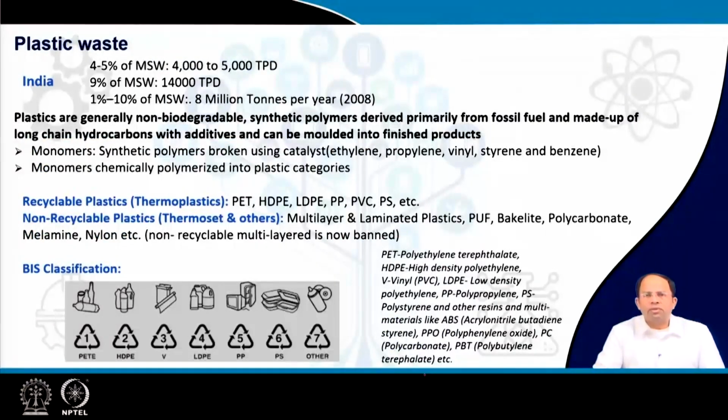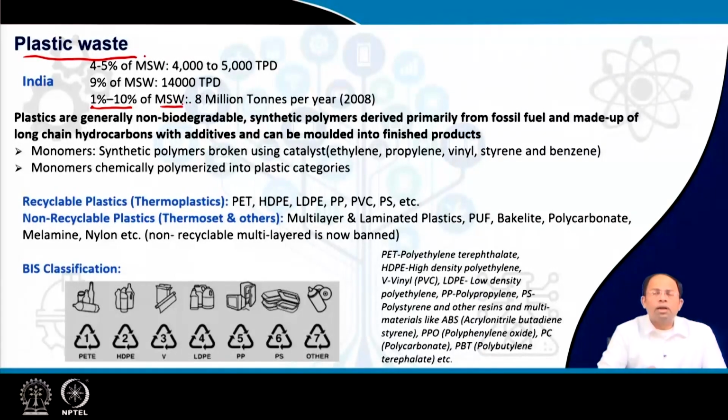So we will first start with plastic waste. Now, for the plastic waste generated in India, we get different figures from different sources. For example, one estimate ranges from 1 to 10% of municipal solid waste being plastic. What it means is that different urban areas, based on their characteristics, will have different percentages of plastic content in the waste that is being collected.